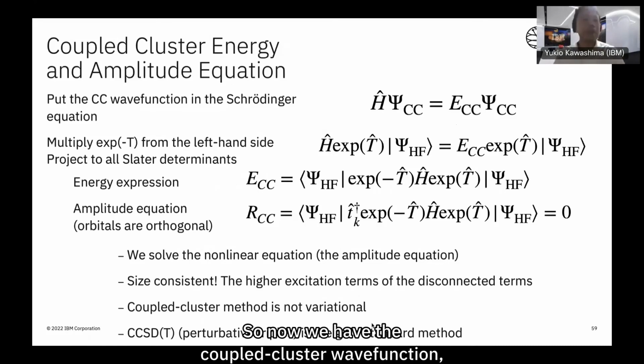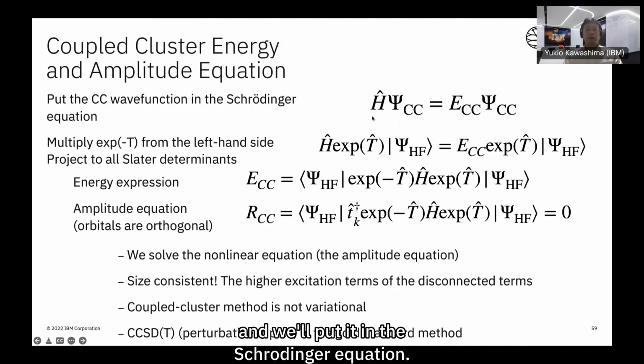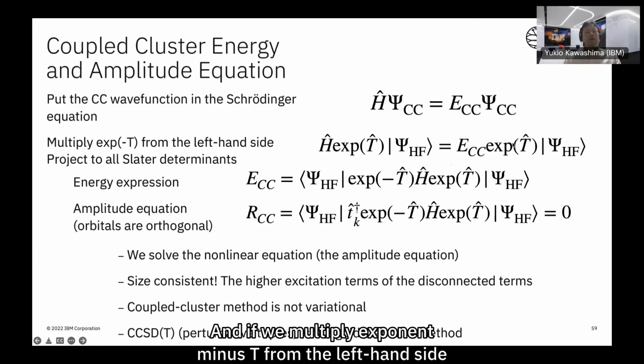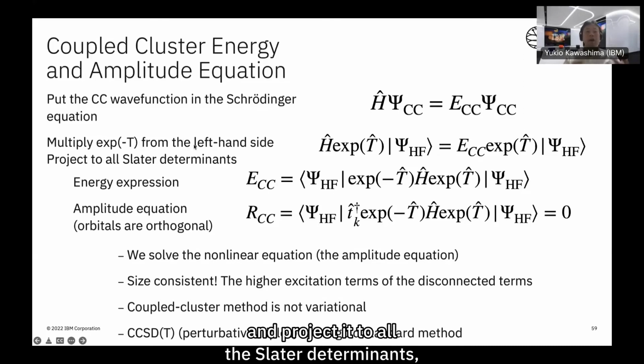So now we have the coupled cluster wave function, and we'll put it in the Schrodinger equation. And it will be like this. So you have the exponent and the Hartree-Fock determinant. And if we multiply exponent minus T from the left-hand side and project it onto all the Slater determinants, we get these equations. Only this term, the projection onto the Hartree-Fock Slater determinant, has a value. And this term will be the energy expression of coupled cluster.